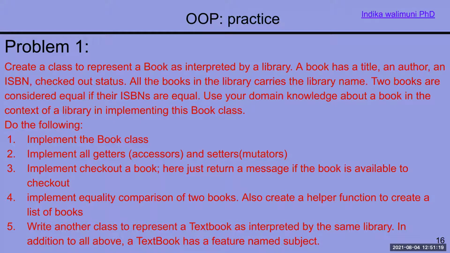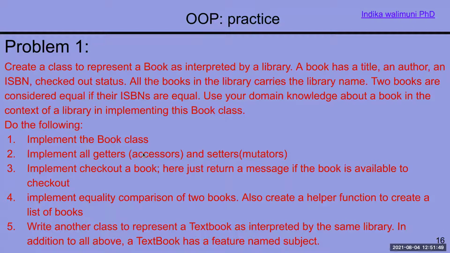Okay. So that's the convention. Okay. So it's basically going to compare two books for equality. Okay. Use your domain knowledge about a book in the context of a library in implementing this book class. So that's sort of like think about what we do in simple terms, what we do in a library, right? So we have a set of books, a collection of books, and then we check out and then check in. So in this case, we only need to implement the checkout procedure.